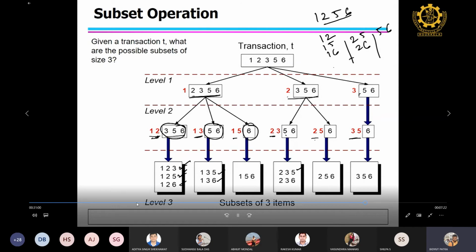So that way from each transaction you have to first make the subset. This subset is the subset obtained from the transaction. That means it has a valid existence in the data set. So if any one of these is already in the candidate set, that value will be incremented by 1.